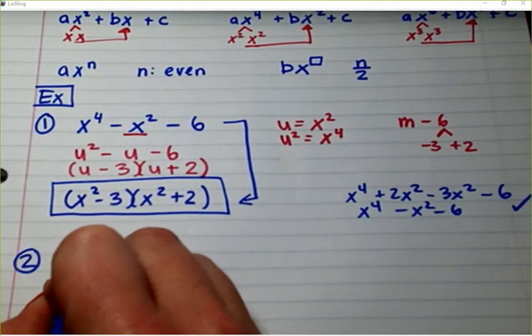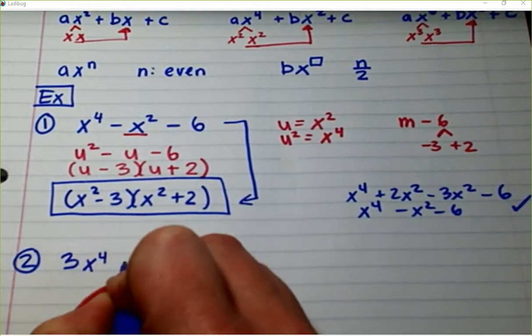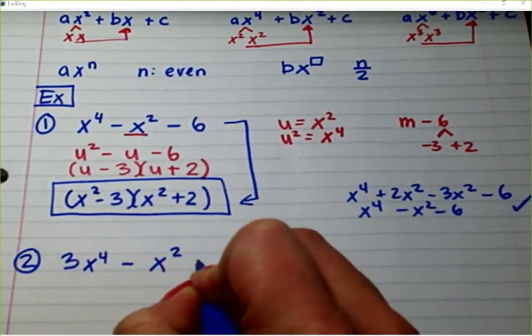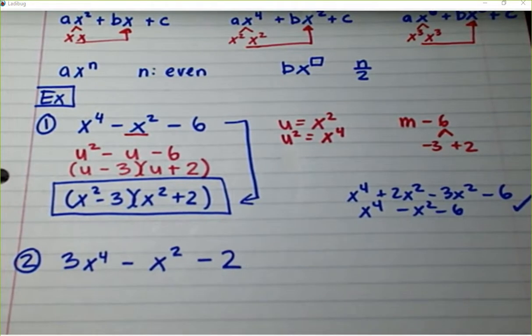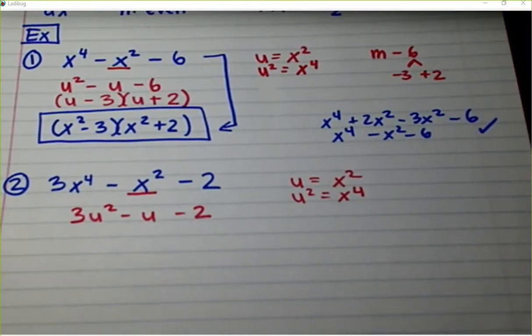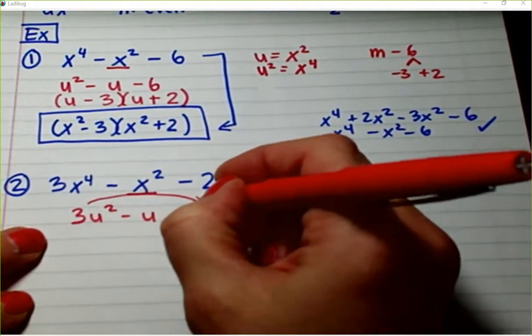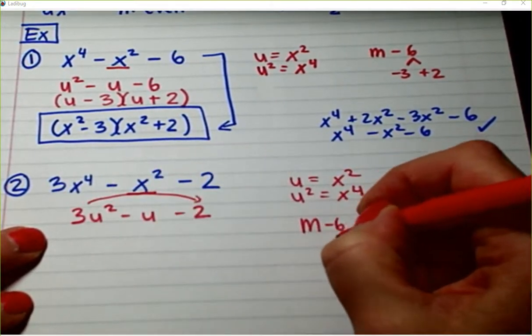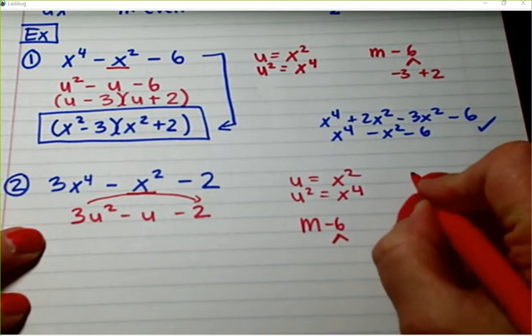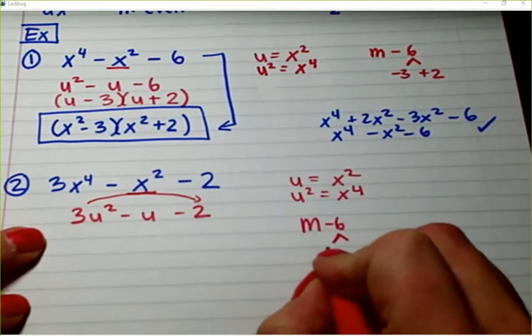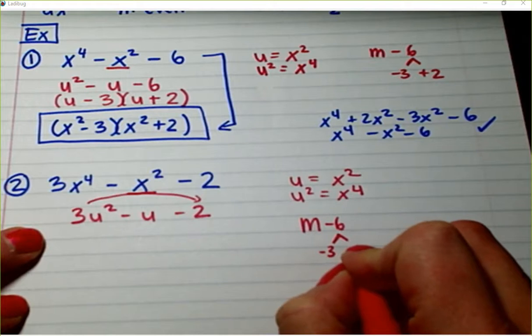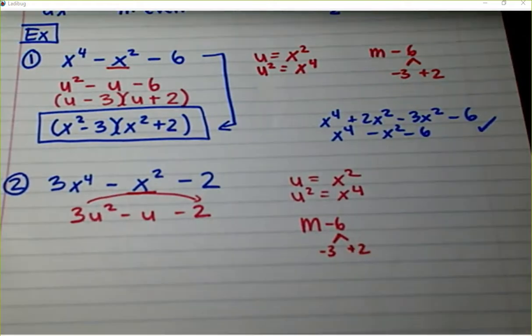Okay, so we'll go 3x to the 4th minus x squared minus 2. Okay, there you go. And so I think what I'm going to do in order to factor is just sort of figure it out. So I'm going to multiply to negative 6 and add to negative 1. Okay, so that means that it will factor.